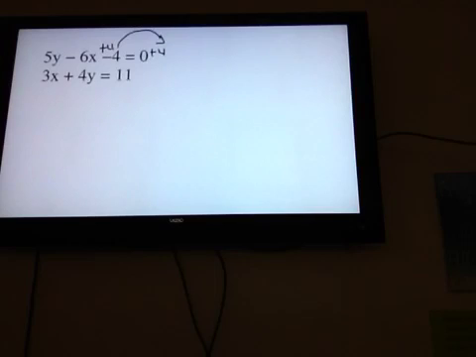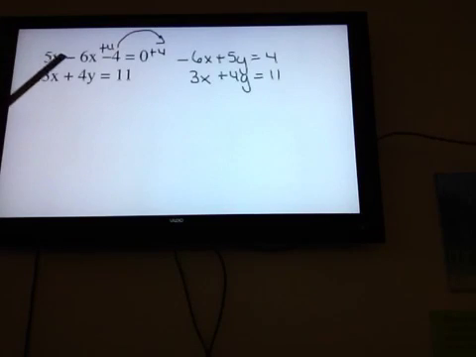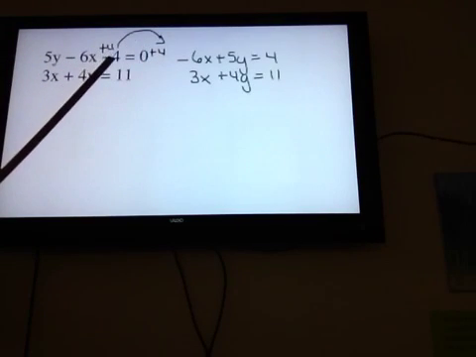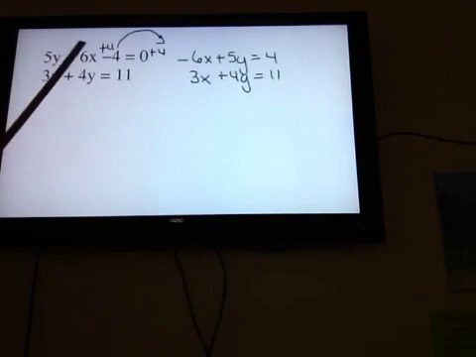So I'm going to rearrange it at the same time. I'm going to do kind of two steps together here. I'm going to put the x first. So negative 6x. The 5y is positive. And now my 4 is over there and it's positive. The bottom equation looks just like I want it to. So on my top equation, I moved my constant over by adding it because it was minus. And then I also switched these places around. Put my x first, put my y second. Take the signs with it when you do that. Okay?